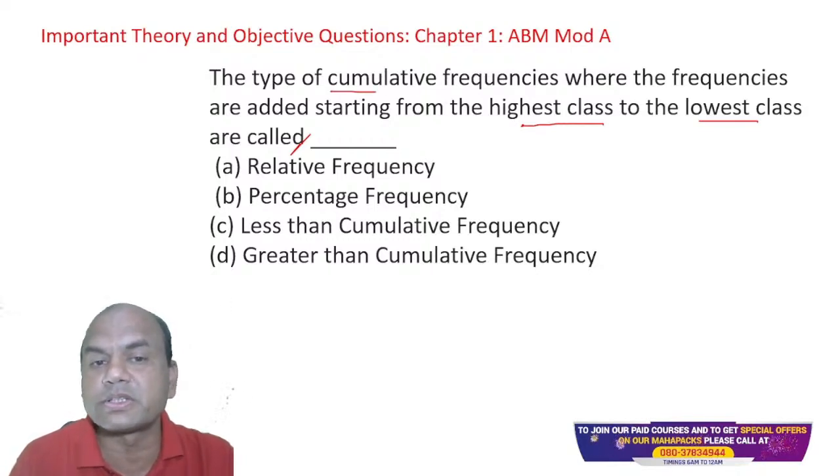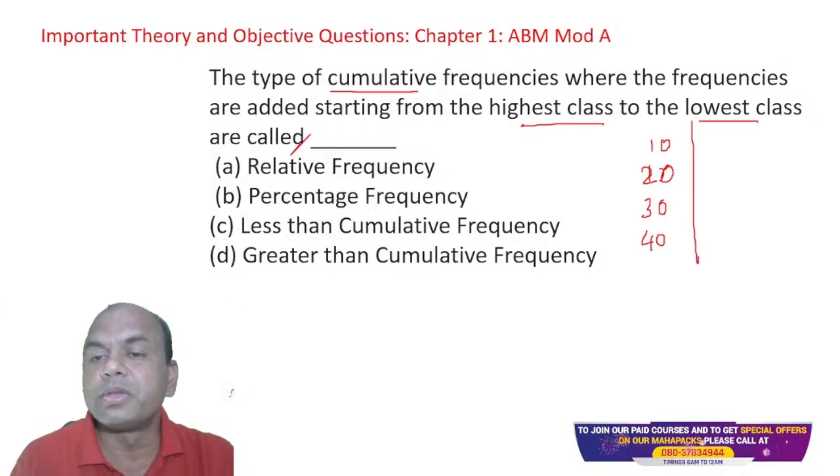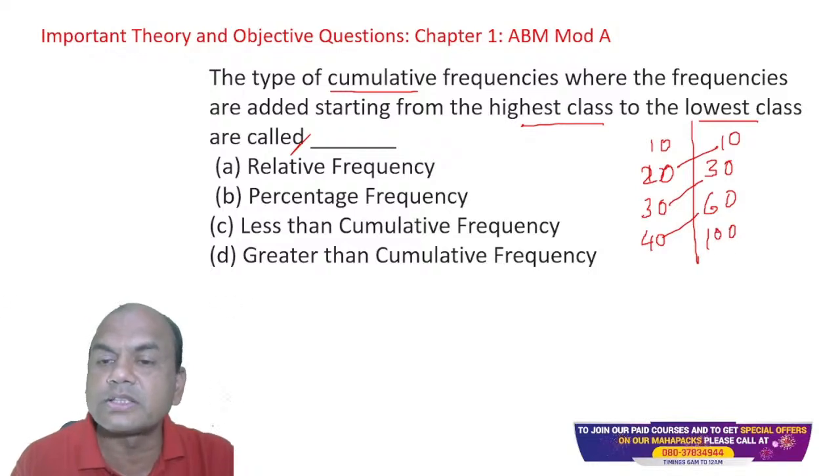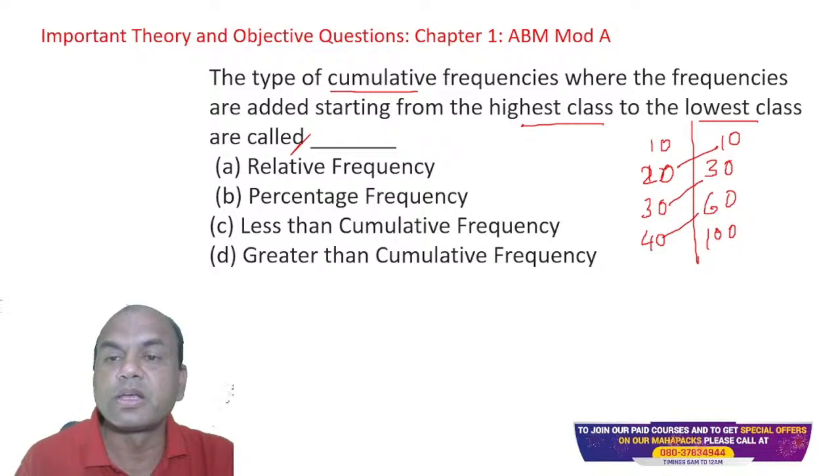Firstly, what is cumulative frequency? What is the meaning of the word cumulative? Suppose I write 10, then 20, then 30, 40, and I go on writing. Cumulative means addition of all these before this number. So the accumulation of 10 is 10 only. Cumulation of 20 is 20 plus 10, 30. Cumulation of this is 30 plus 30, 60. 60 plus 40, 100. So cumulative means addition of all these numbers before. So this is cumulative.